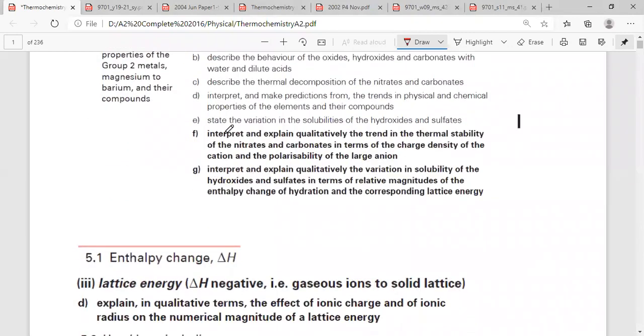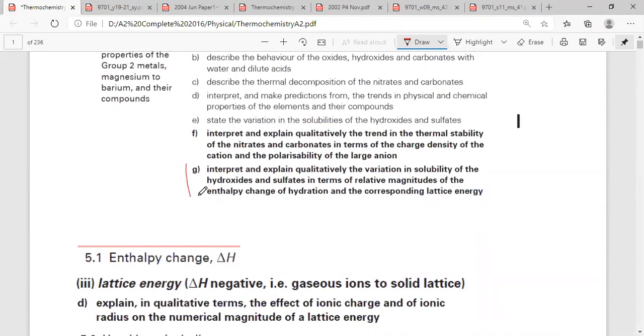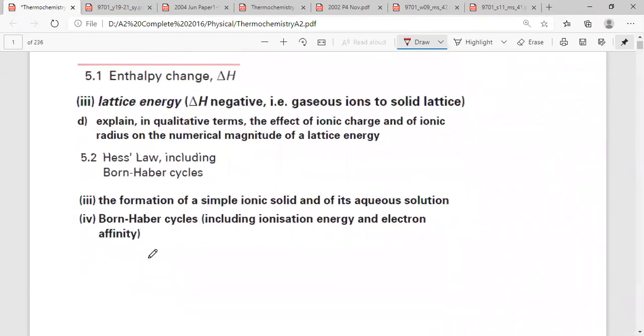The first part is here: interpret and explain qualitatively the trend in thermal stability of nitrates and carbonates of group 2. Down group 2, we have already done this, to explain this, we've done this already in your AS. Only this part here we will do, of solubility of hydroxides and sulfates in terms of heat of hydration and lattice energy. So before we do this, we need to do the first part here, which is lattice energy. Now we're going to do this one first.